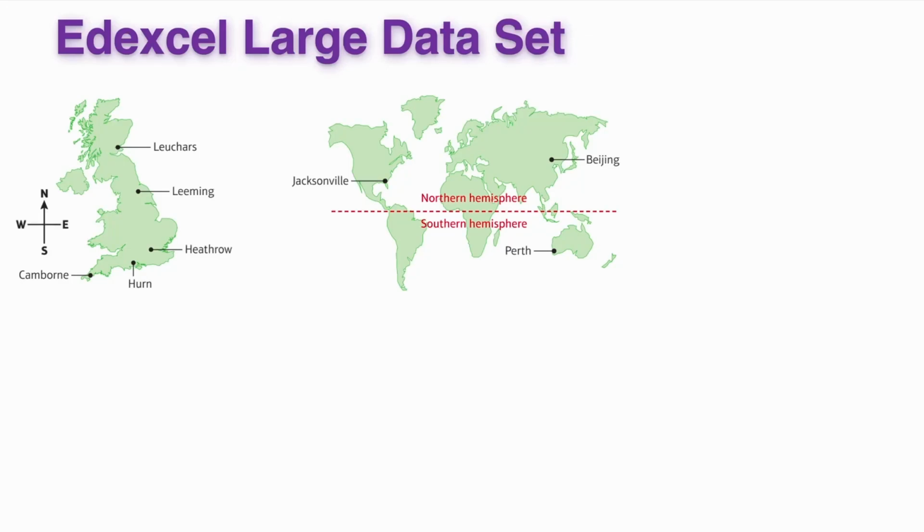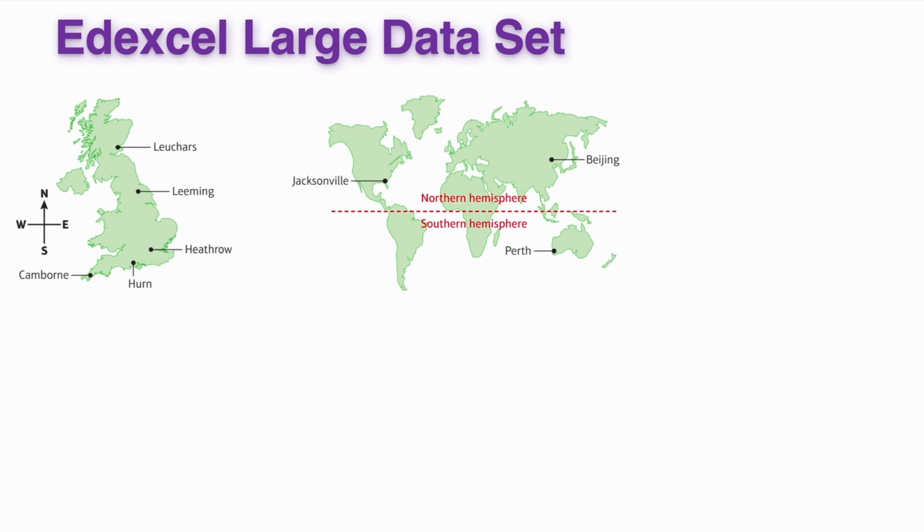Hi everyone. In this video, we're going to look at the Edexcel large dataset. This dataset is all about real-life weather data provided by the Met Office, covering 5 stations in the UK. These are La Chaux, Leeming, Heathrow, Herne and Camborne, as well as 3 weather stations from overseas, Jacksonville, Perth and Beijing. And the data gathered is from as far back as 1987 up until 2015.